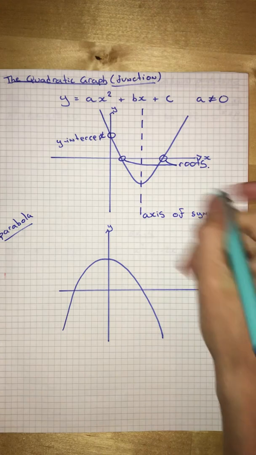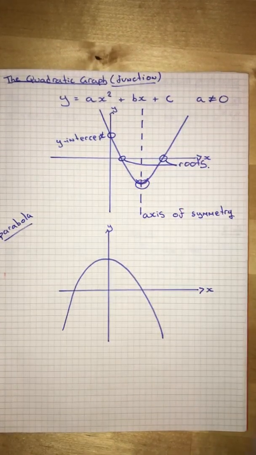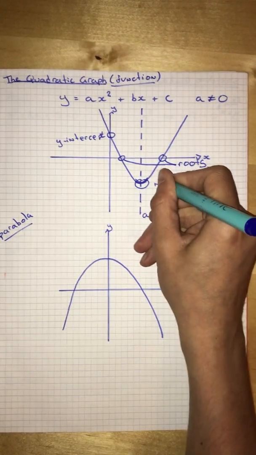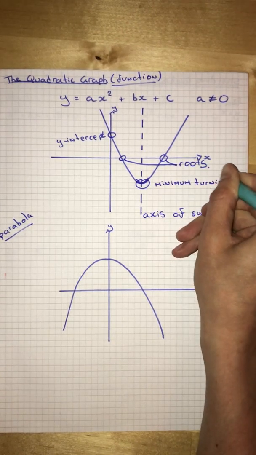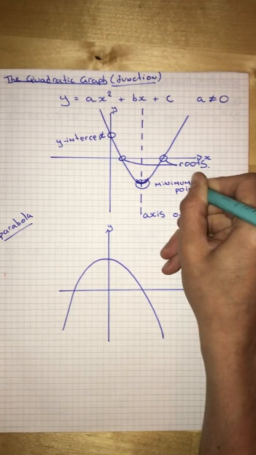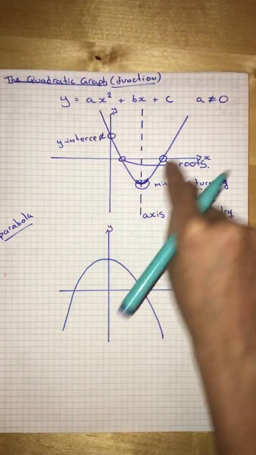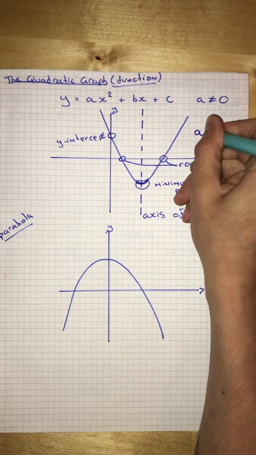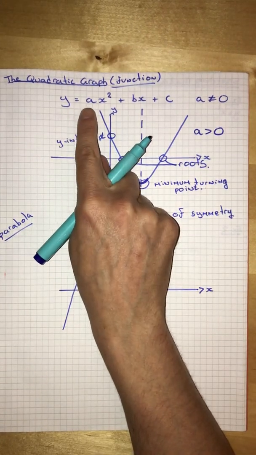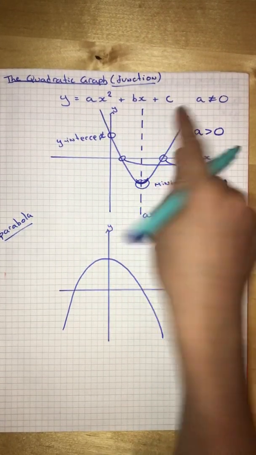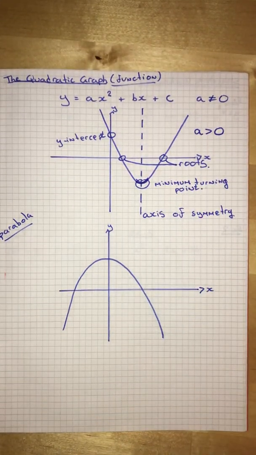And what that also allows us to find is this point right at the bottom of the graph, which we call the minimum turning point. And so we will have this sort of graph if a is positive. Okay, so something like y equals 2x squared plus 5x plus 10, for example. A is positive, and therefore it is going to have a minimum turning point.